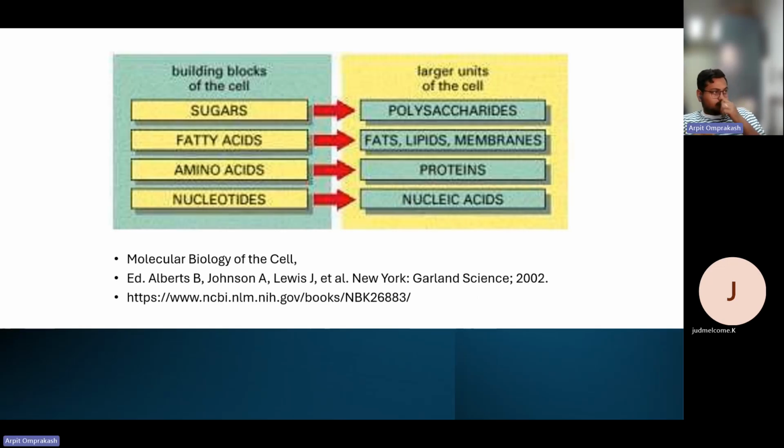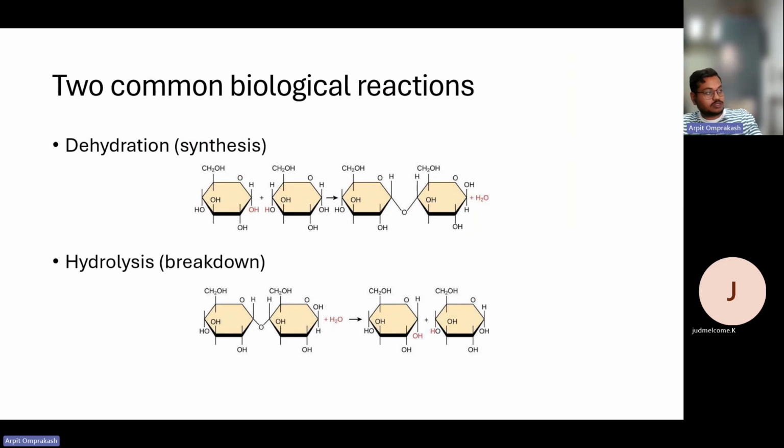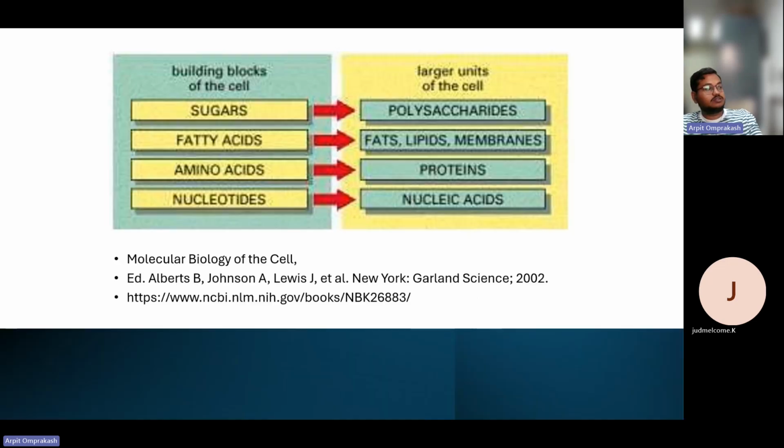So these are the four building blocks of the cell that are present in each and every cell. These are basically sugars, fatty acids, amino acids, and nucleotides. And these basically polymerize. Individual units of sugars combine by these different bond formations via these different reactions to give rise to polysaccharides, which are polymers of different kinds of sugars.